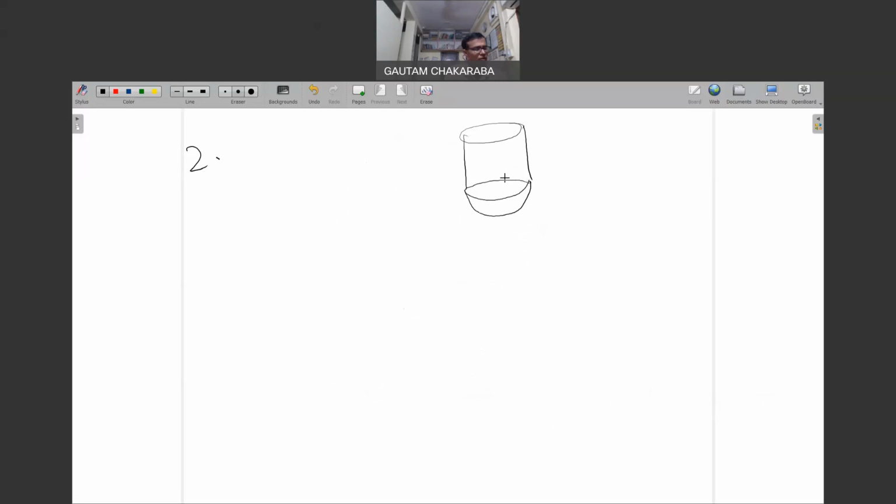Okay, a vessel in the form of a hollow hemisphere mounted by a hollow cylinder. The diameter of the hemisphere is 14 centimeters, so the radius is equal to 7 centimeters. The total height of the vessel is 13 centimeters.